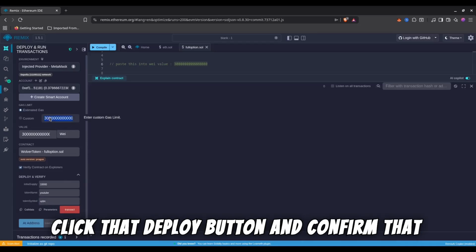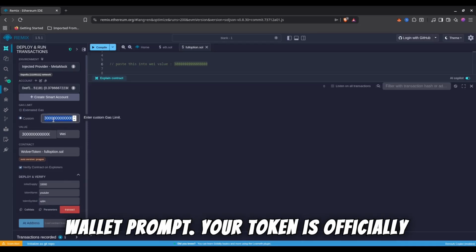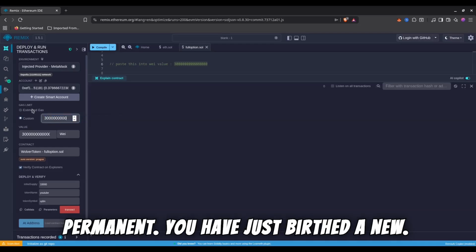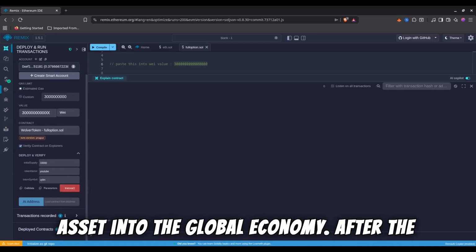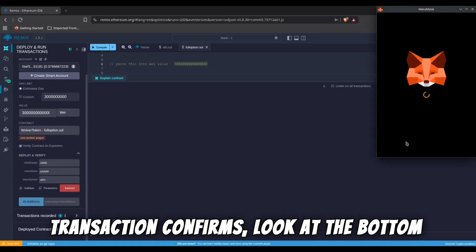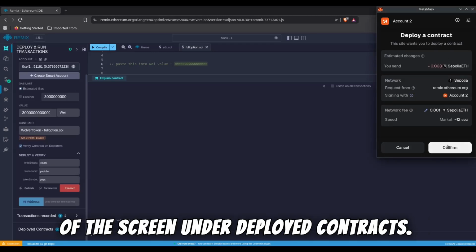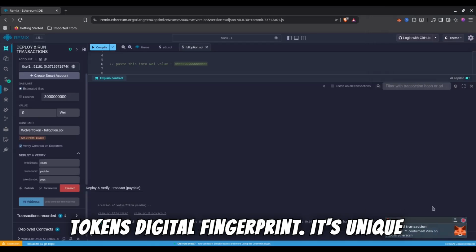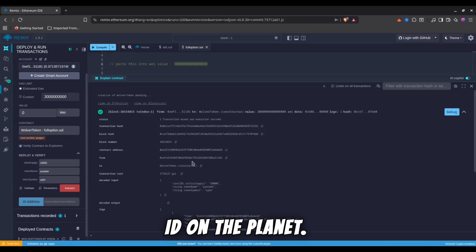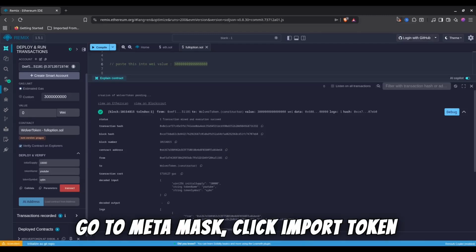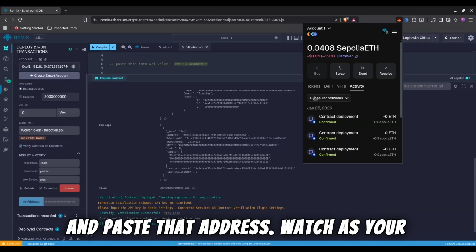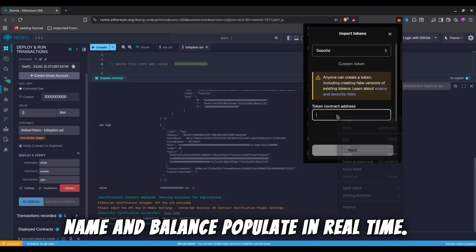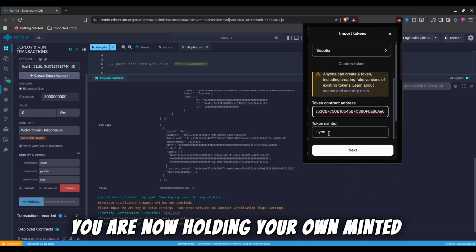Once you click that deploy button and confirm that wallet prompt, your token is officially live. It is public, tradable, and permanent. You have just birthed a new asset into the global economy. After the transaction confirms, look at the bottom of the screen under Deployed Contracts. Copy that contract address. That is your token's digital fingerprint, its unique ID on the planet. Go to MetaMask, click Import Token, and paste that address. Watch as your name and balance populate in real time. You are now holding your own minted wealth.